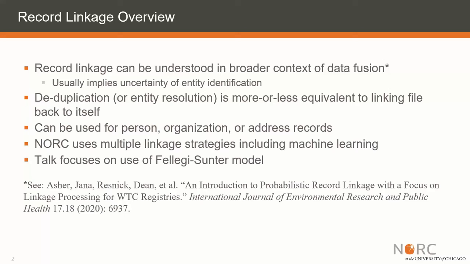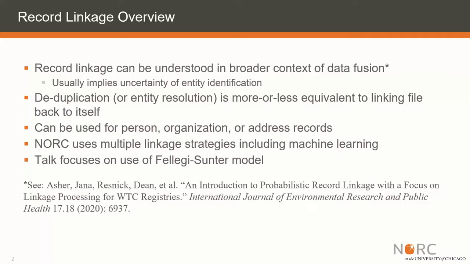I want to give an overview of record linkage in general before I get down to specifics of Fellegi-Sunter and the enhancements that we want to talk about today. So record linkage can be understood in the broader context of data fusion. And I do have the subnote here, which says that it usually implies uncertainty of entity identification.